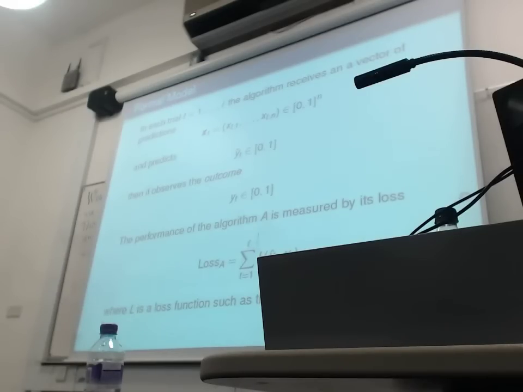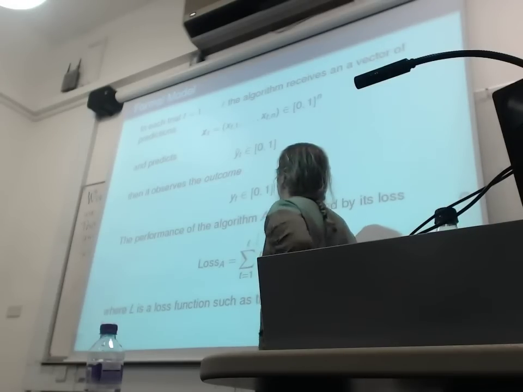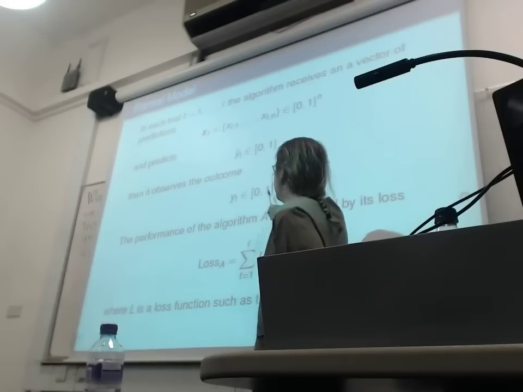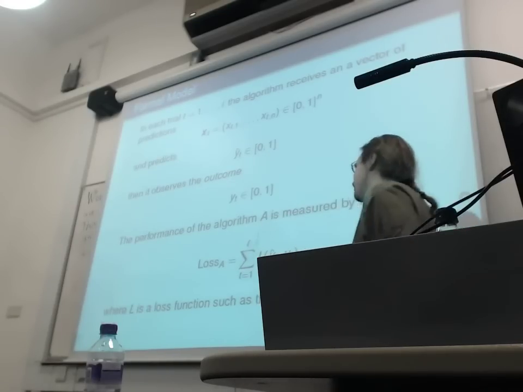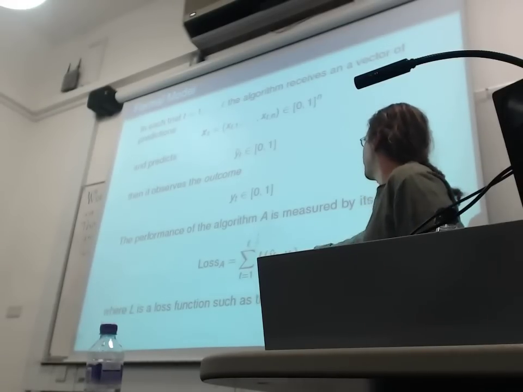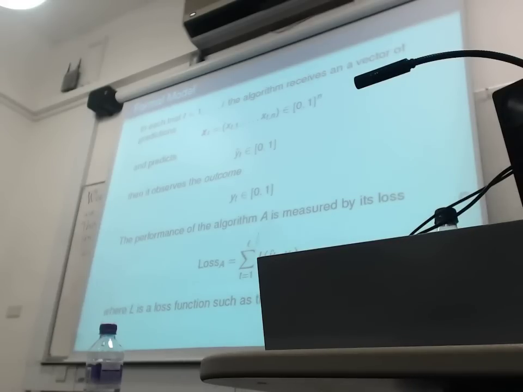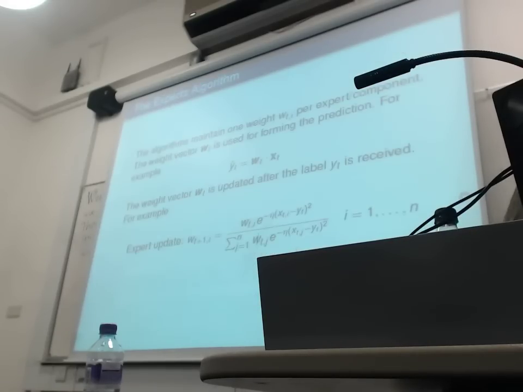Okay, so the formal model: each trial we receive some vector of predictions. To keep things simple, we'll leave them in [0, 1]. The algorithm outputs a prediction in [0, 1]. It then receives the outcome in [0, 1], and the performance of the algorithm is measured by its loss. So for instance, the square loss.